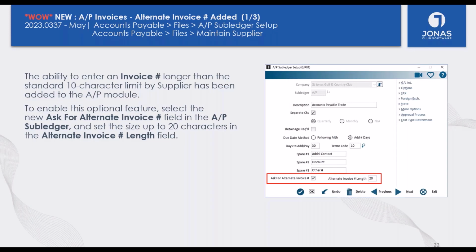If you have vendors that send you an invoice number that was more than 10 digits, in the past you were limited to 10 digits and might have to use the last 10 digits, for example. Now we give you the ability to turn on what's called an alternate invoice number. It is an option you would have to turn on in your subledger setup, and then it'll let you define the length of that invoice number, up to 20 characters.